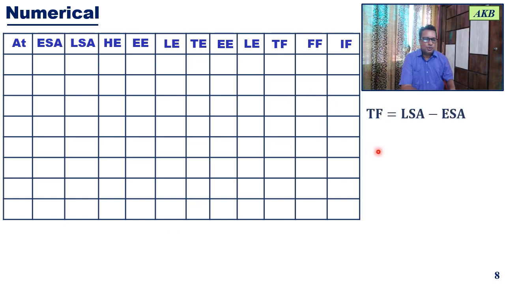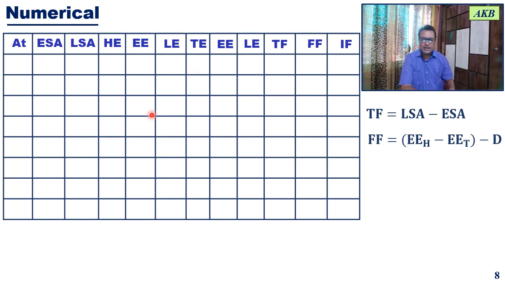Okay, so which formula? Total float. How are you going to get total float? Total float is latest start time of the activity minus earliest start time of the activity. That is entry in this column minus entry in this column. Then how are you going to get free float? Free float will be earliest event time for the head event minus earliest event time for the tail event minus duration of the activity. So the entry in this column minus entry in this column minus the duration of the activity.